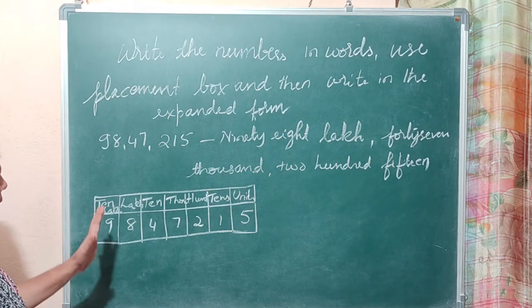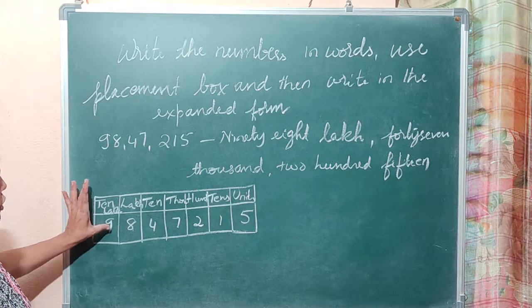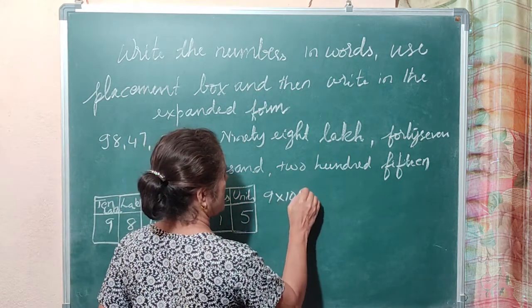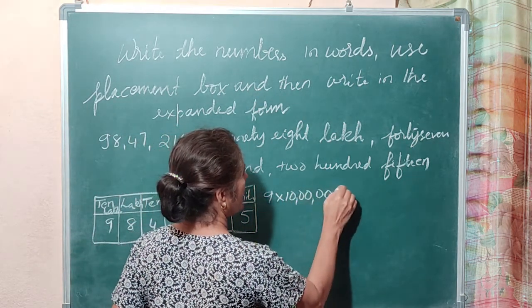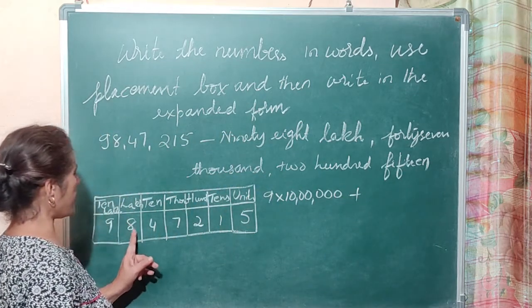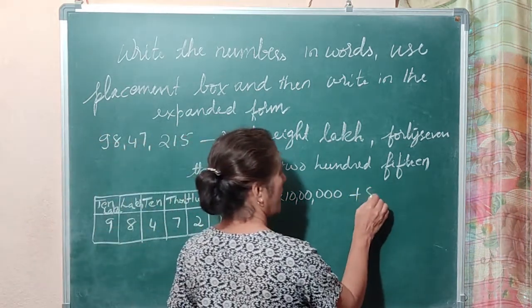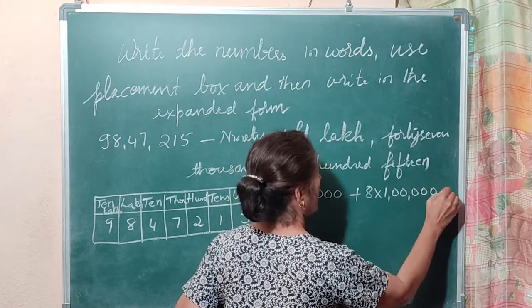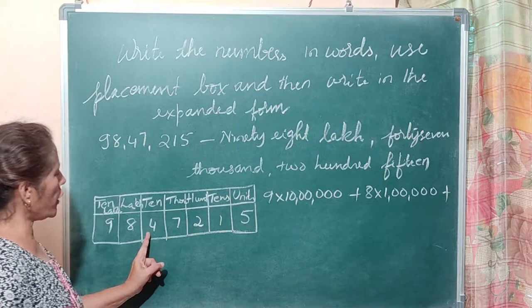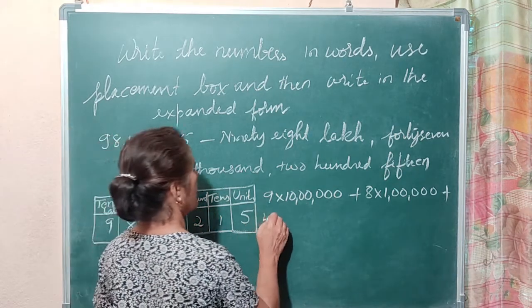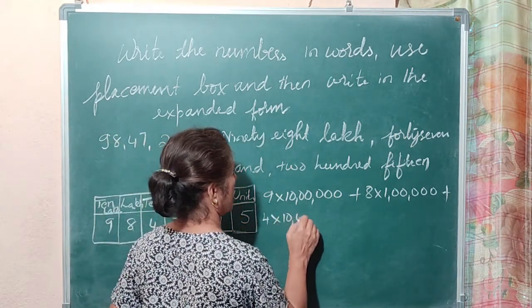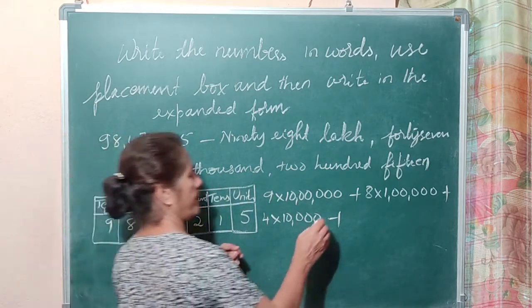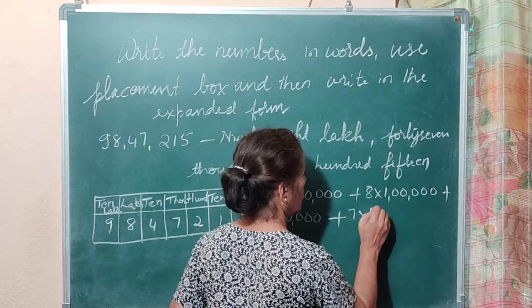So how do you expand this? 9 into 10 lakhs. Plus 8 into 1 lakh. Then plus 4 into 10,000. Plus 7 into 1,000.